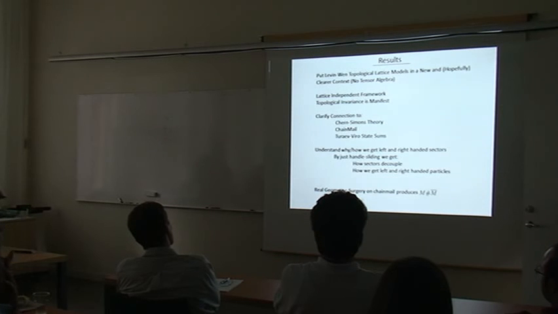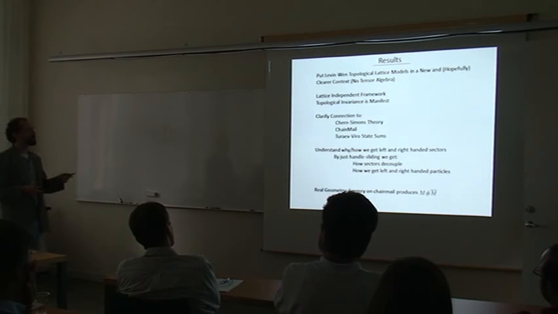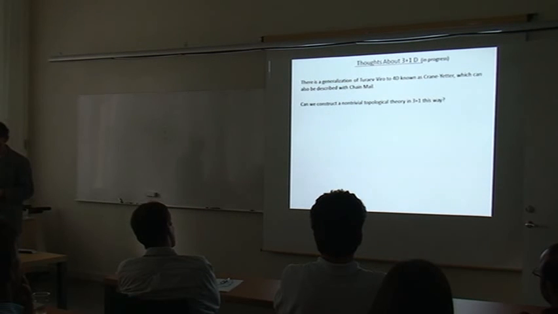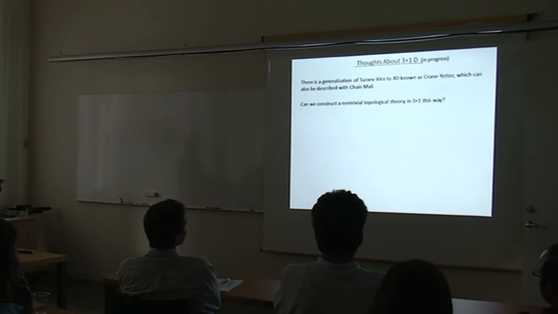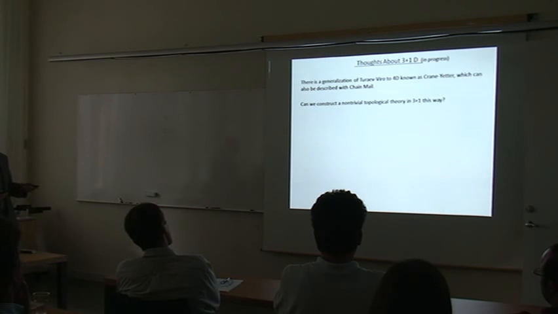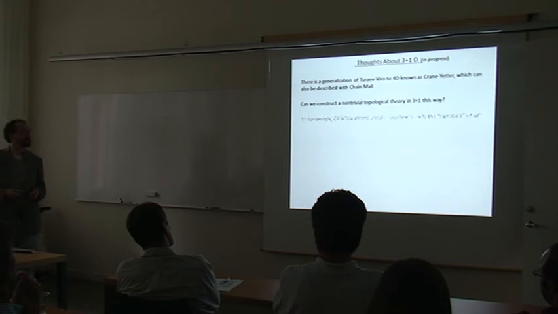Okay. So since I'm running out of time, this is sort of a collection of what we've understood by doing this, but this is not why we started doing the project. The reason we started doing the project is because we were really interested in 3+1 dimensions. It turns out that in 3+1 dimensions, 4 dimensions, there's an analog of the Turaev-Viro invariant known as Crane-Yetter, which can also be described in terms of chainmail. And we thought, well, if we can make this interpretation of 2+1 dimensional topological models in terms of chainmail, can we work backwards from Crane-Yetter to get a topological model in 3+1 dimensions? Because very little is actually known about topological models in 3+1 dimensions.